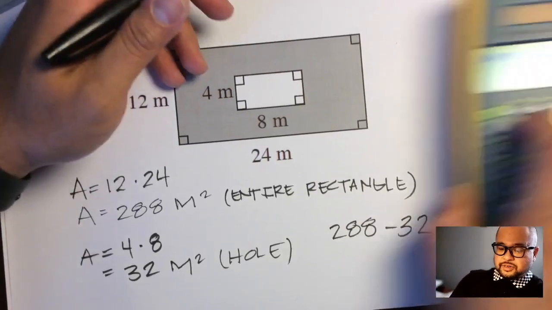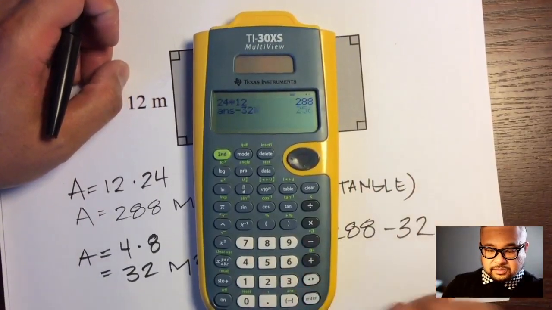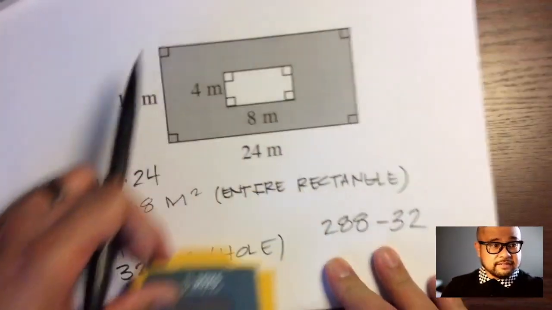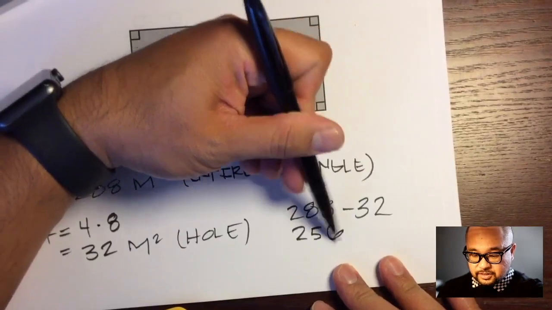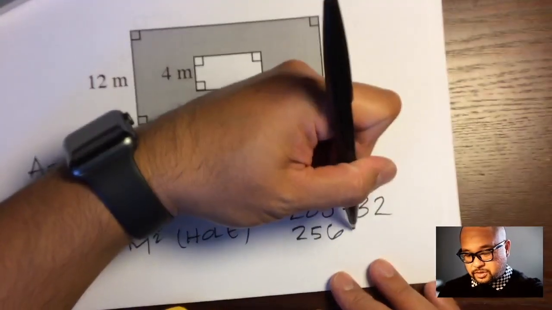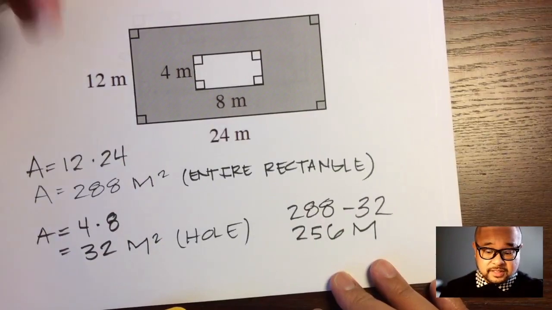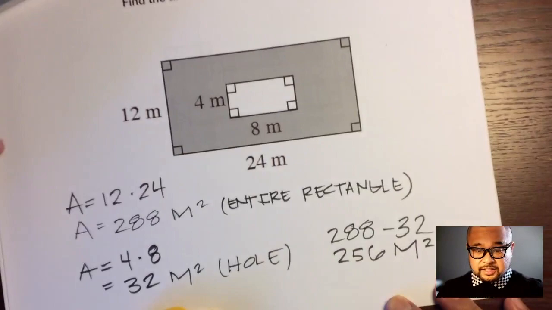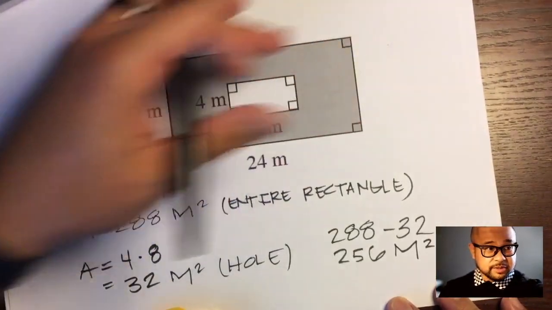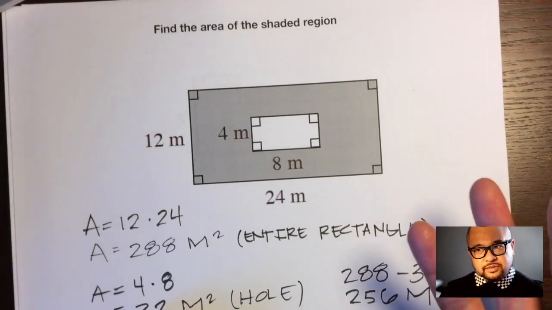Okay, so 288 minus 32 is 256. And don't forget to write the units, so it's meters. And remember, area is how many squares that fit inside, so meters squared. So that's the area of the shaded region, okay, without the hole, because the hole takes away the area.